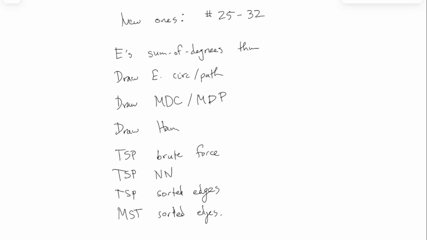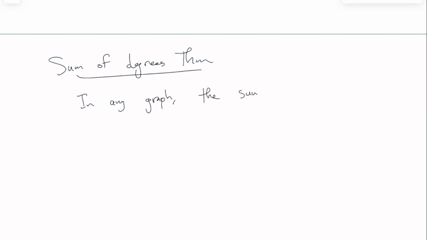Yeah, sure. So the sum of degrees theorem. This is Euler's sum of degrees theorem. It says in any graph, the sum of the degrees is always even.